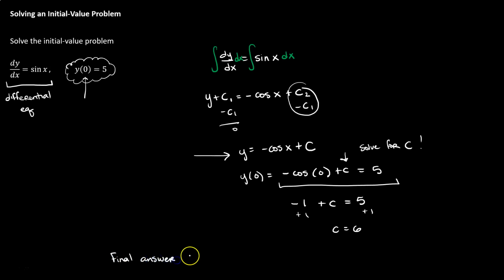The final answer to an initial value problem is the exact function that solves this situation, and that's the function y, a function of x, that looks like negative cosine x plus the constant 6. We found exactly which constant made this true. If we picked any other constant, the initial value wouldn't work. So the c that we picked is the only one that makes this true.